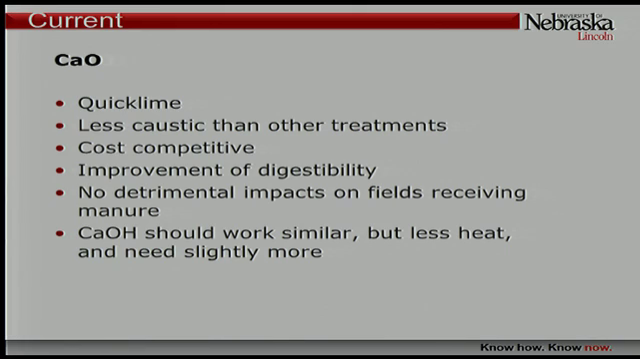We think that, I don't know if there's any good direct comparisons between calcium hydroxide and calcium oxide, but in a couple more slides, I'll show you that there may be a little bit less heat produced when this is mixed with water. So we're not sure if they are going to be equal.